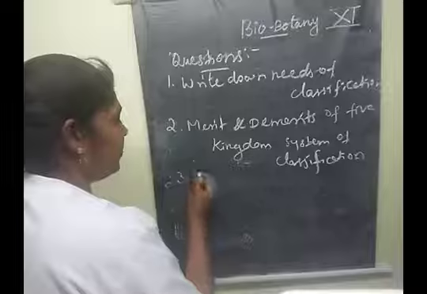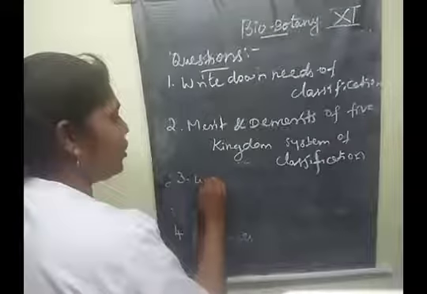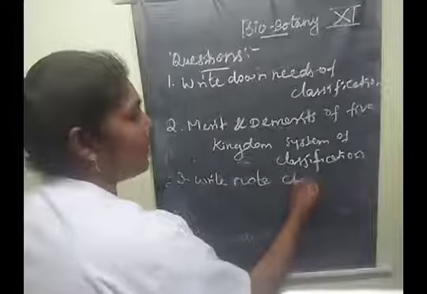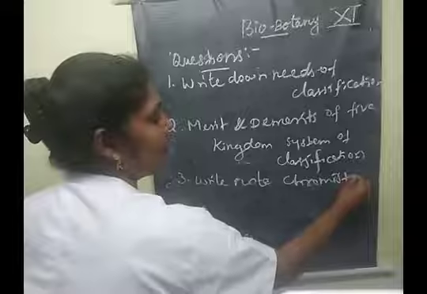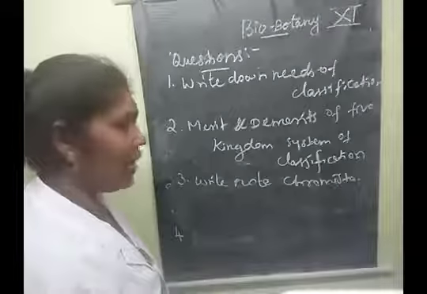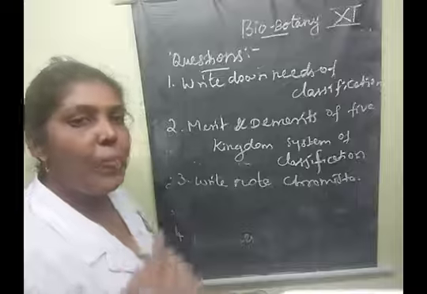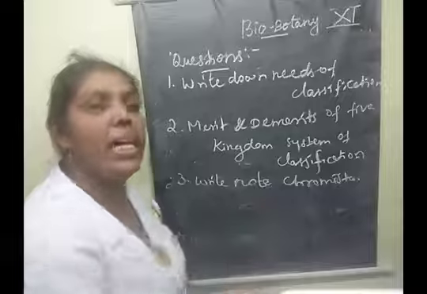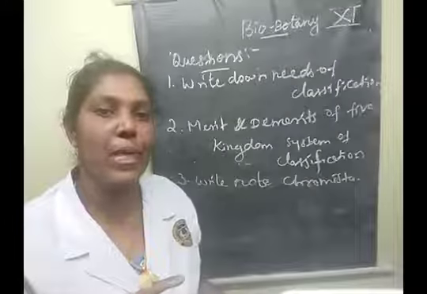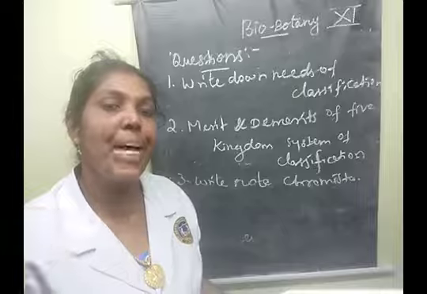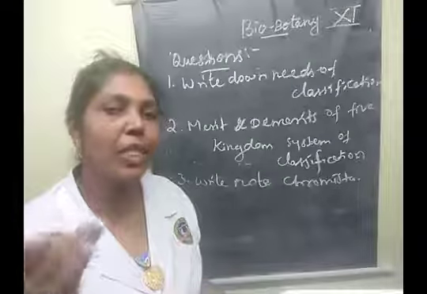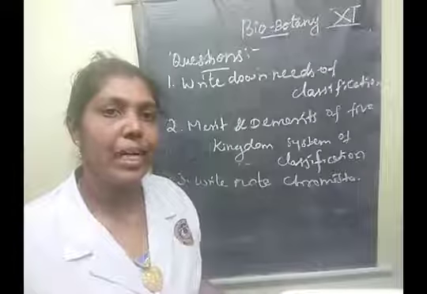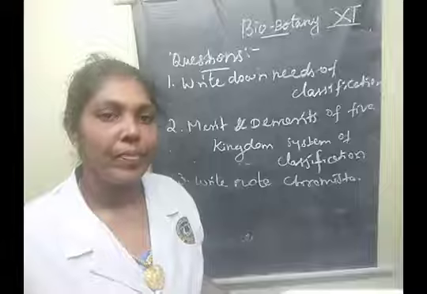The next one is: write a note on the new kingdom of Chromista. Then we should prepare another five mark question. These are the two mark or three mark questions, children. The next one, the five mark question, is the tabular column: comparative study of the five kingdom system of classification based on their salient features. Clear, children? Thank you, students.